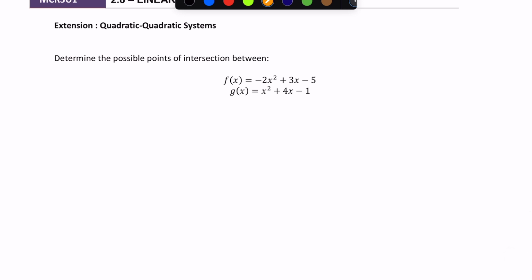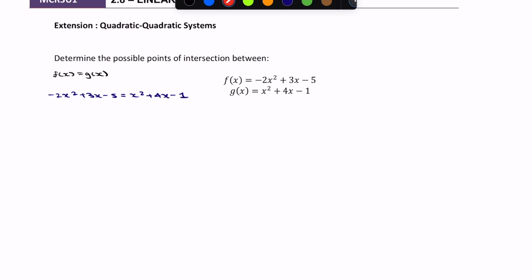Okay, so here, let's look at this one last question in this extension on quadratic and quadratic systems. So it says determine the possible points of intersection between f of x is equal to negative 2x squared plus 3x minus 5, and g of x is equal to x squared plus 4x plus 1. And so similar to the linear quadratic systems we've done, we're going to equate the two together. So f of x is equal to g of x. So here we have negative 2x squared plus 3x minus 5, and that's equal to x squared plus 4x minus 1. Here we'll move everything to one side.